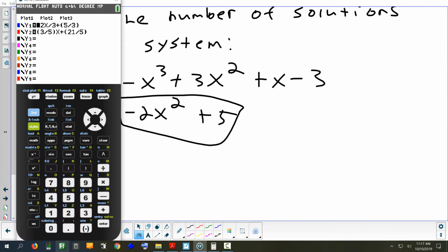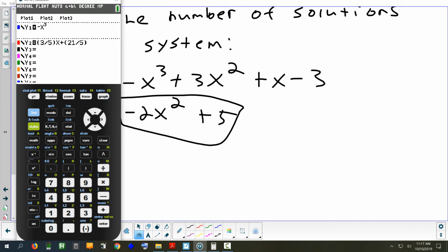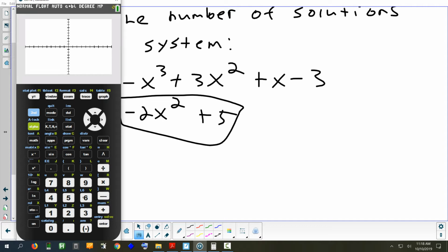So let's take a look at it. So we've got negative x cubed plus 3x squared plus x minus 3. And then we got negative 2x squared plus 5. Okay, I'm going to go back to a normal negative 10 to 10 window. And I want to know how many times they cross and where they cross. Okay, so how many solutions am I going to get?